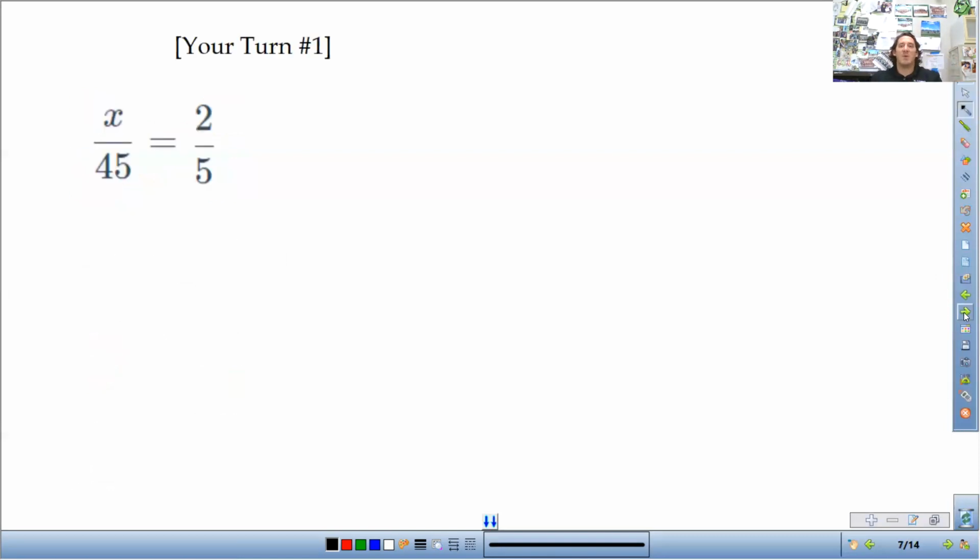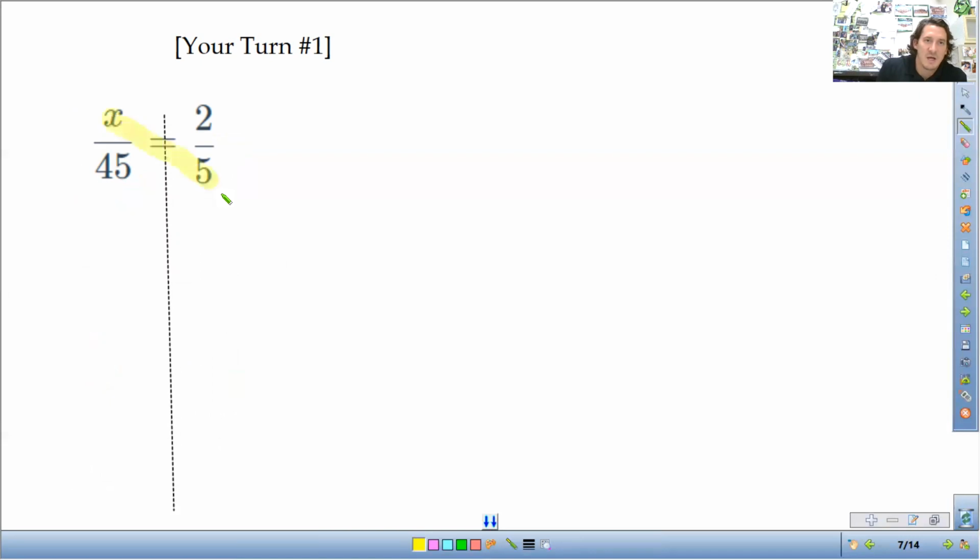Next problem, why don't you go ahead and pause the video, try this one on your own, and then check your answer when you're done. I am going to work through it now. So cross multiply and then divide. So cross multiply. X times 5, and then it's going to be 2 times 45. X times 5, or 5 times x, and then 2 times 45.